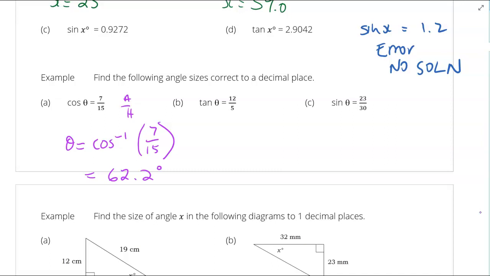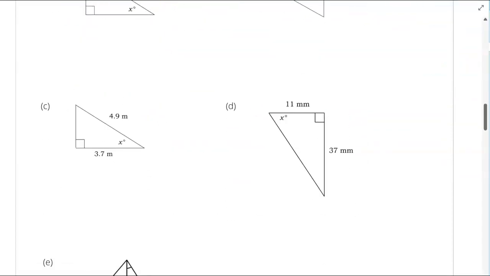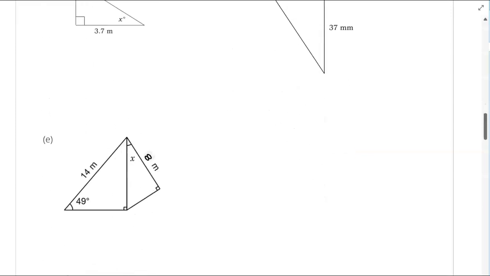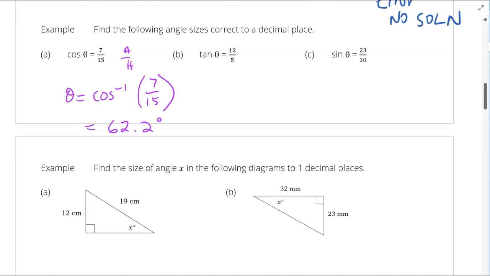So we undo the trig part to solve for the angle. That is it. That is all we do with our solving for trig: the two possible sides, numerator, denominator, or the angle. All right, keep going. And then, of course, these ones with actual triangles should be more straightforward to you. I'll give you a few minutes to work on those.